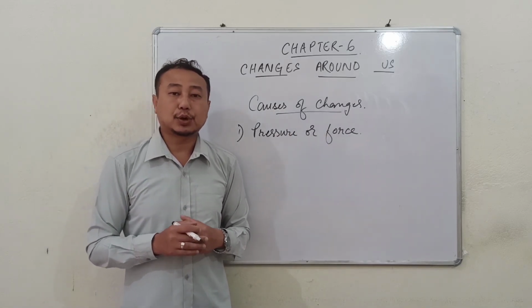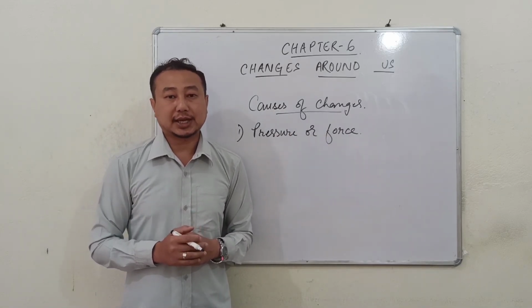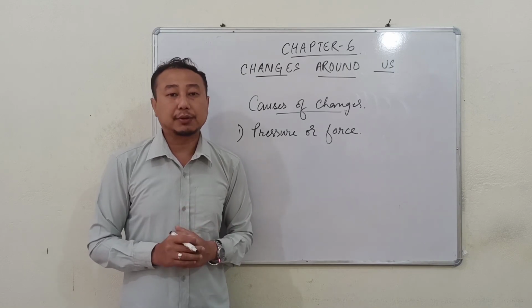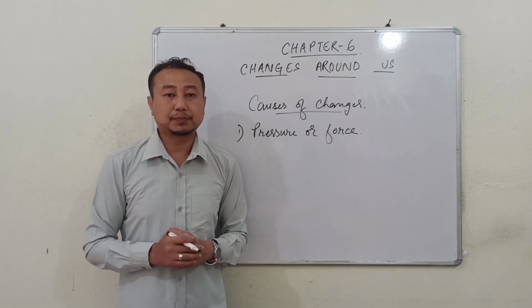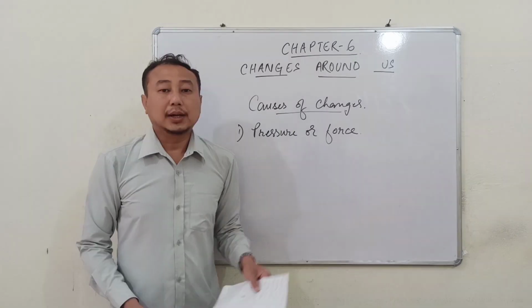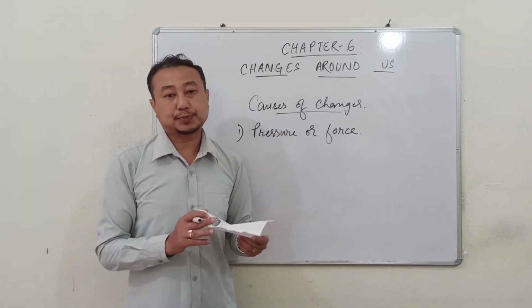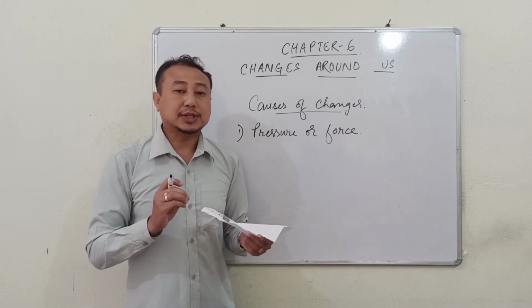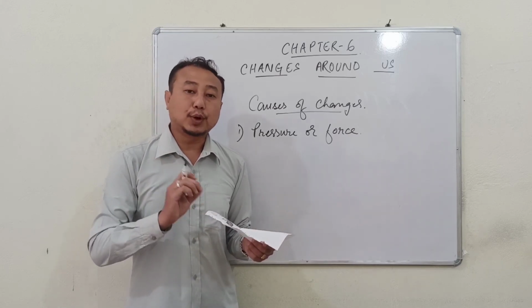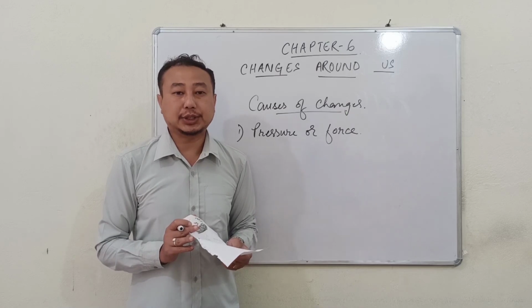The first cause is the application of pressure or force. When we apply a pressure or a force, certain types of changes can take place. The changes can be reversible or irreversible. Let us say, for example, let us take a piece of paper. Let us apply force on this paper. So let us see how the force can cause both the reversible and the irreversible change.